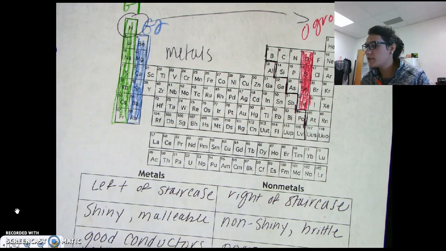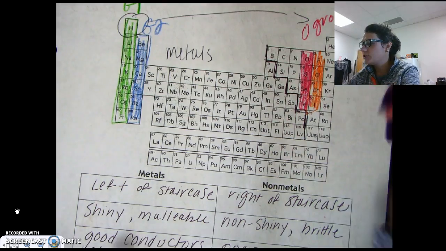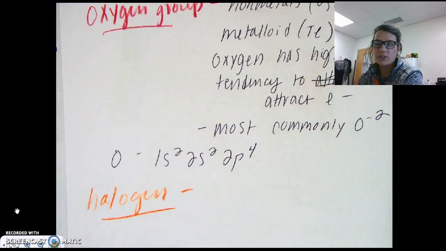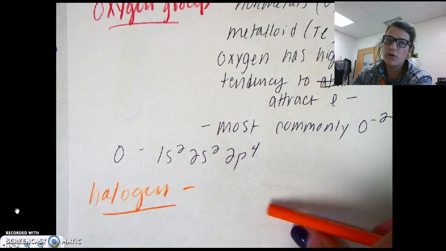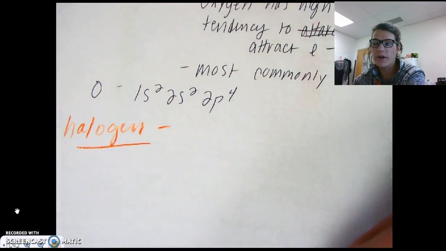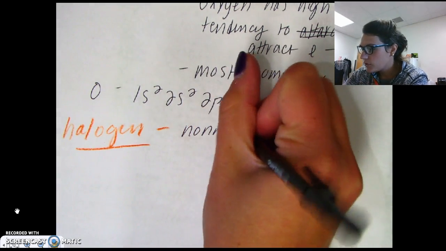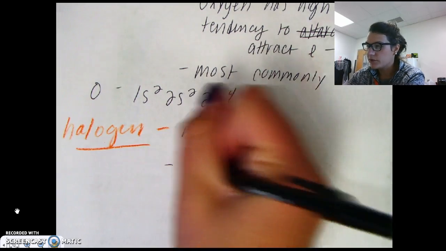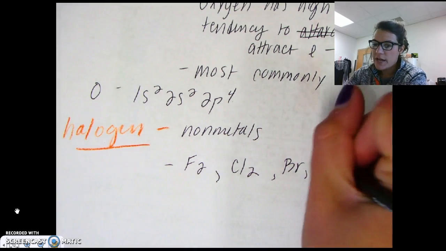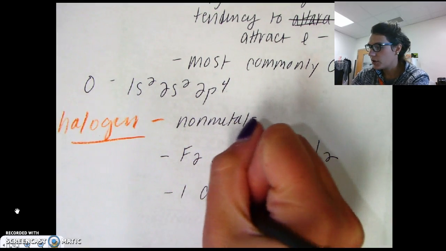Okay, second to last group are the halogens. So go ahead and color the halogens in, and that's our halogen group. Halogen actually comes from the word salt formers. So if you look at chlorine is in this group, and if it's attached to sodium, it makes sodium chloride, which is a salt. Okay, so these are nonmetals, and most of them form as diatomic molecules. So like you have F2, Cl2, Br2, and I2. Okay, these guys tend to form a -1 charge.